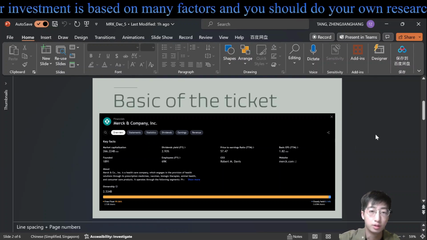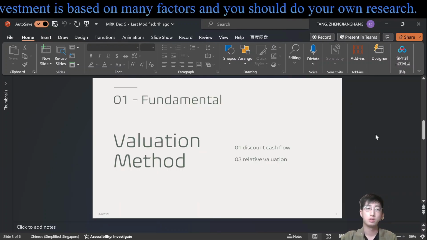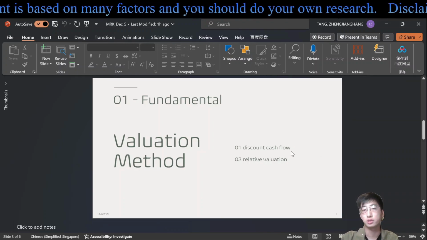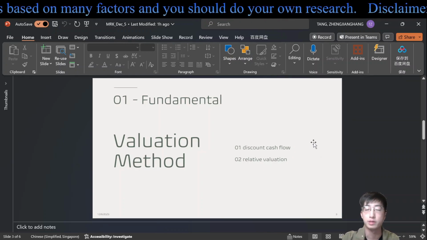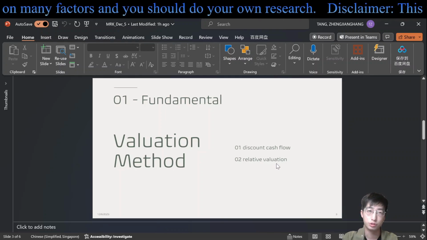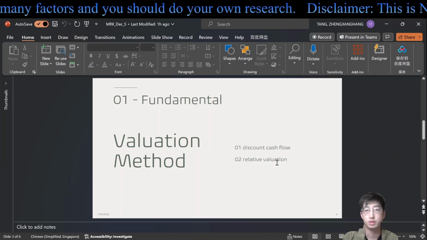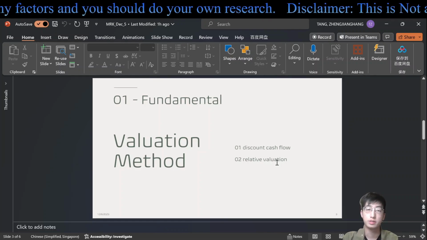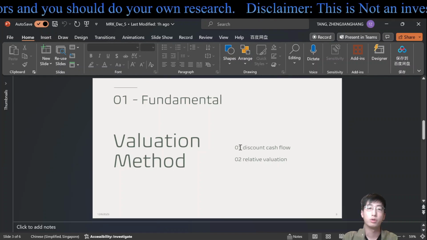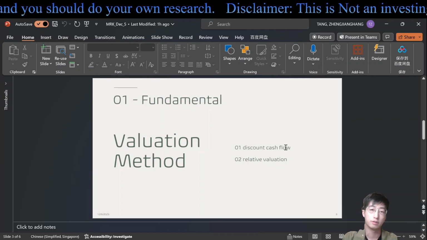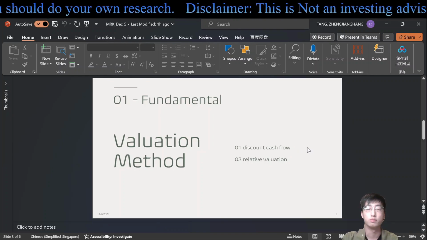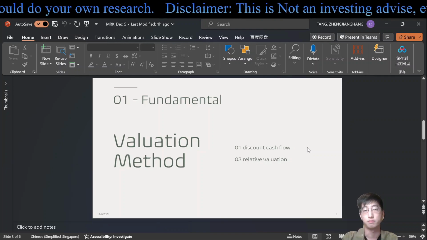Let's look at the fundamental analysis. We have two different valuation models: discounted cash flow and relative valuation. The relative valuation model uses financial ratio analysis, such as price to sales, price to earnings, and price to book, to do the valuation. The discounted cash flow model discounts the future cash inflows and calculates the net present value, which becomes the share price.